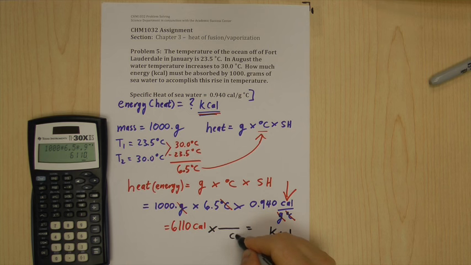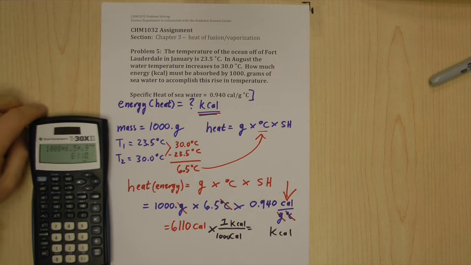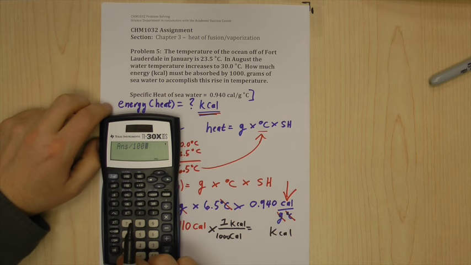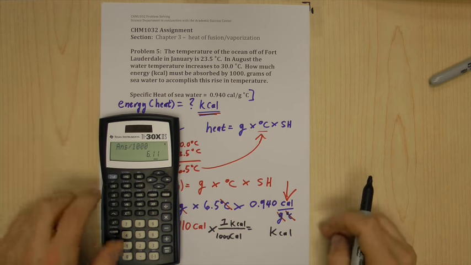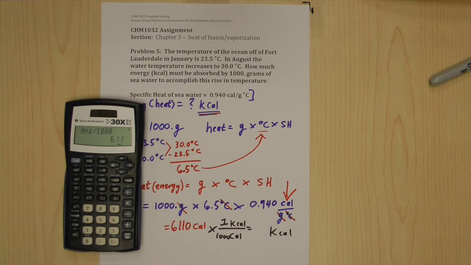We'll put calories on the bottom, kcal on top. Now a kcal is a kilocalorie. So just like a kilogram is 1,000 grams, a kiloliter is 1,000 liters, a kilocalorie is 1,000 calories. So in every 1 kcal, there are 1,000 calories. So you divide the number by 1,000. Equals 6.11.